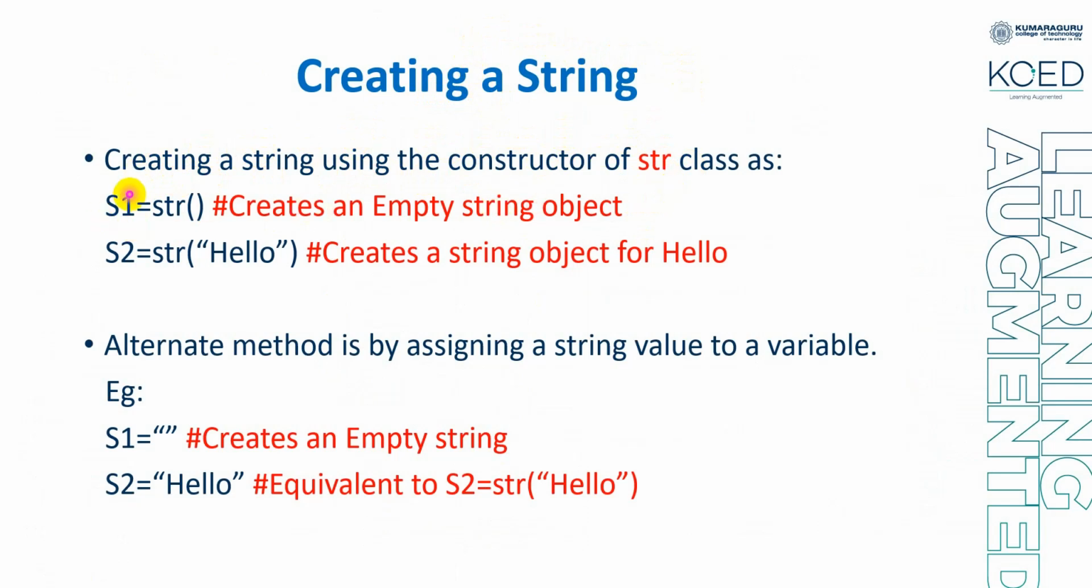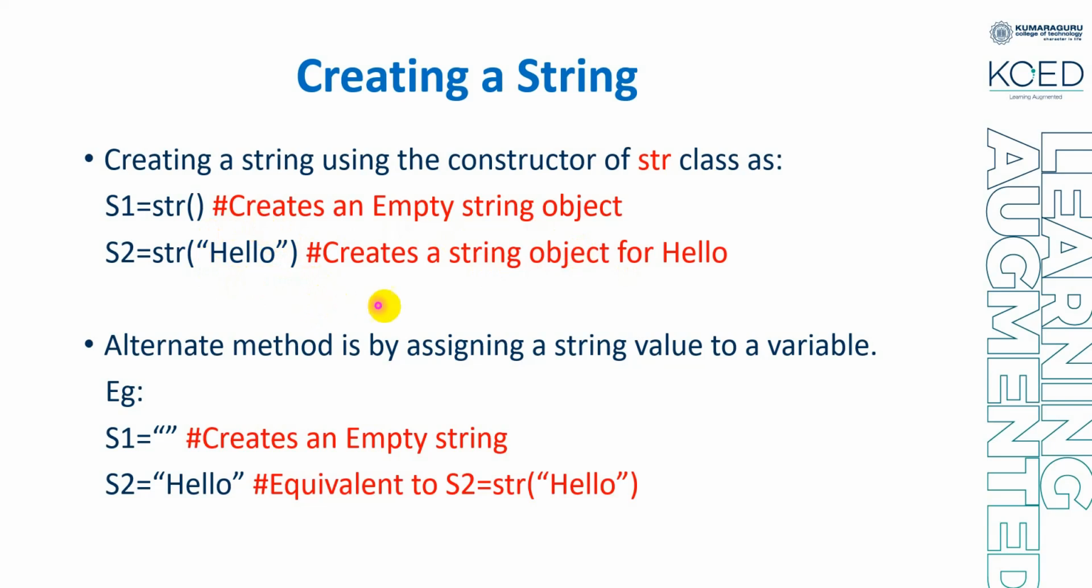For example, here s1 equal to str. This is a constructor. Str, open and close parenthesis, is the constructor of the str class. So we are able to create an empty string because I didn't give anything inside the constructor. Second one, s2 is a string variable which is equal to str of hello. So it will create a hello object. It creates a string object for the given value hello.